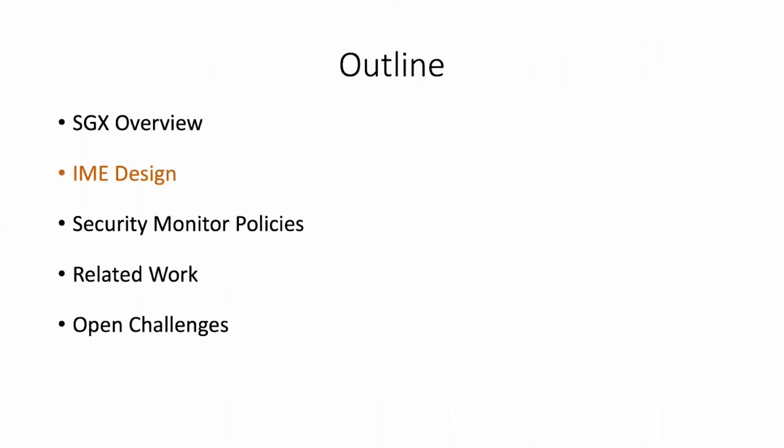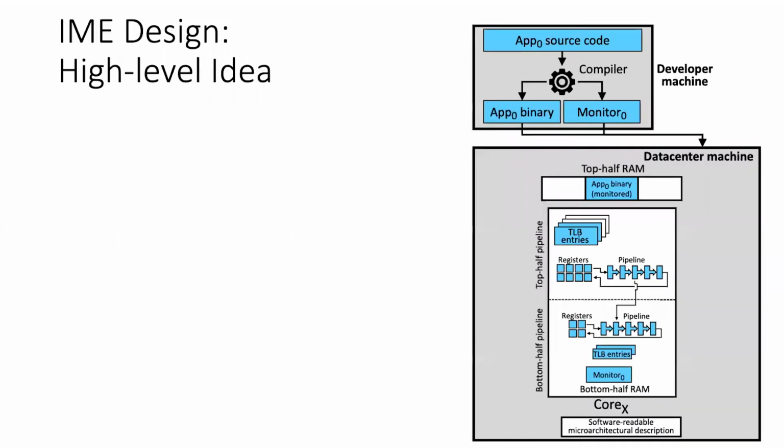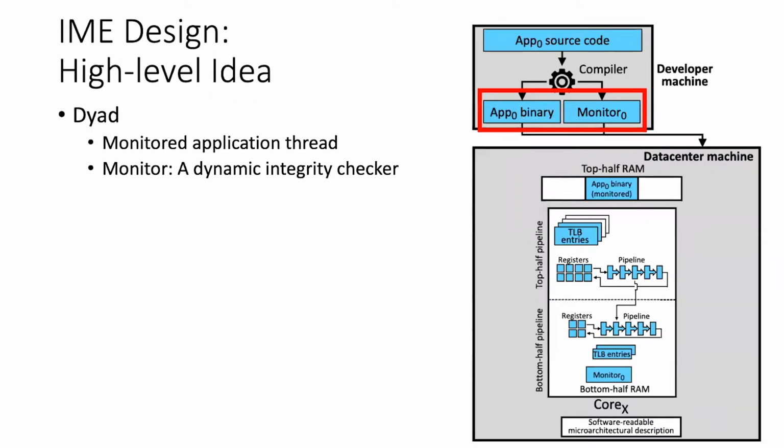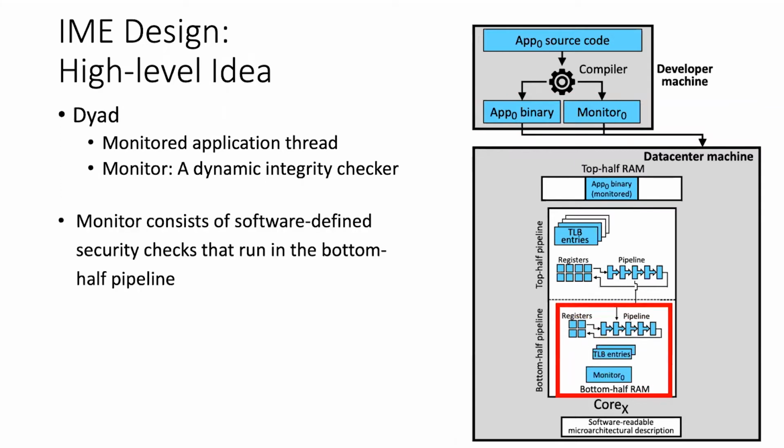So now let's talk about the IME design and how it actually works behind the scenes. Our high-level idea is that there's a dyad, which is essentially a monitored application thread and the corresponding security monitor, which is the dynamic integrity checker. The second element is that this monitor will run in the bottom half pipeline, entirely isolated from the top half pipeline, so there will be no sharing of the microarchitectural state.